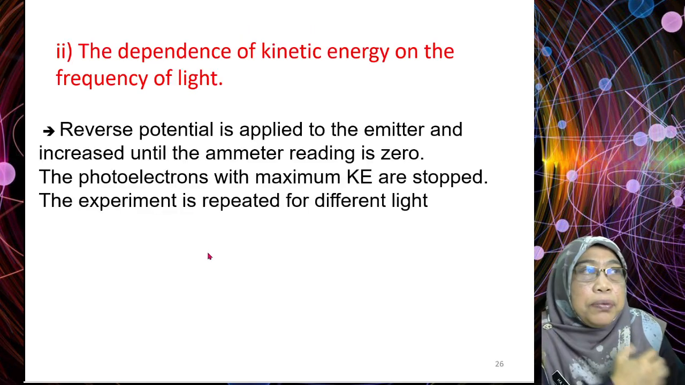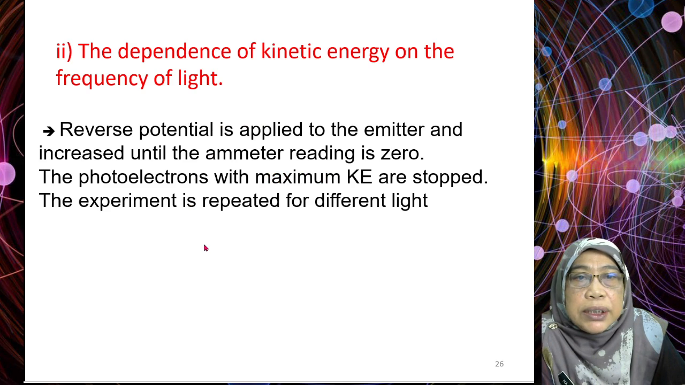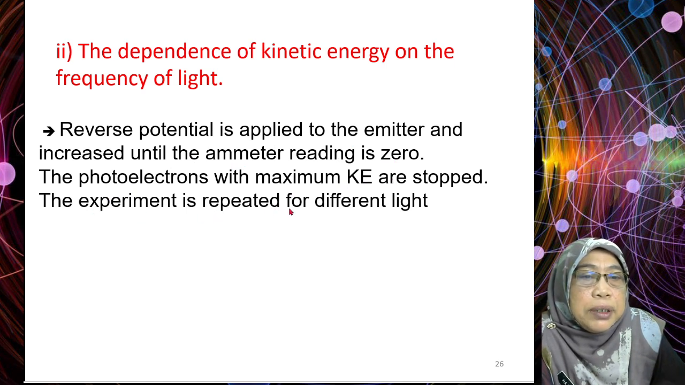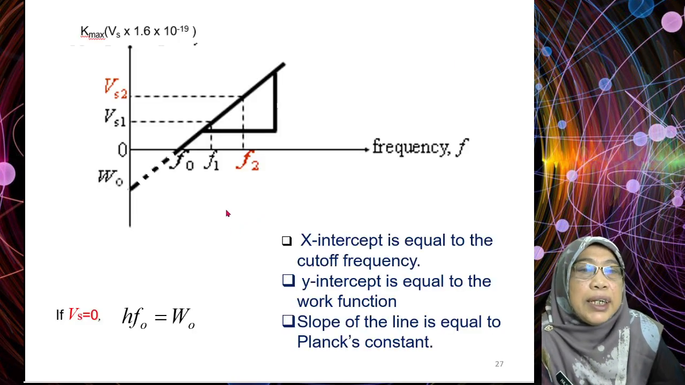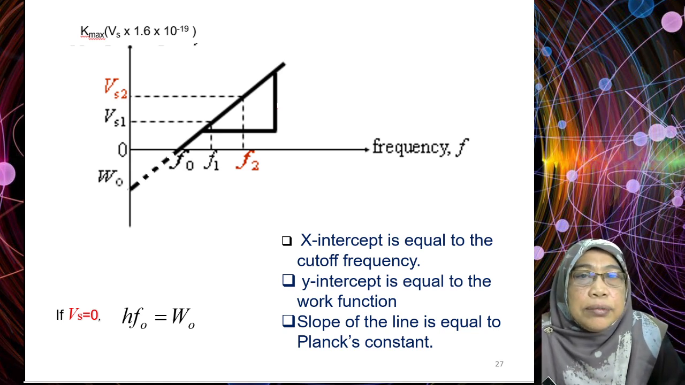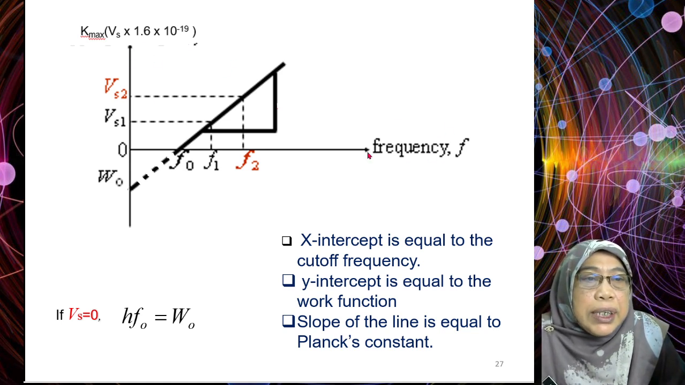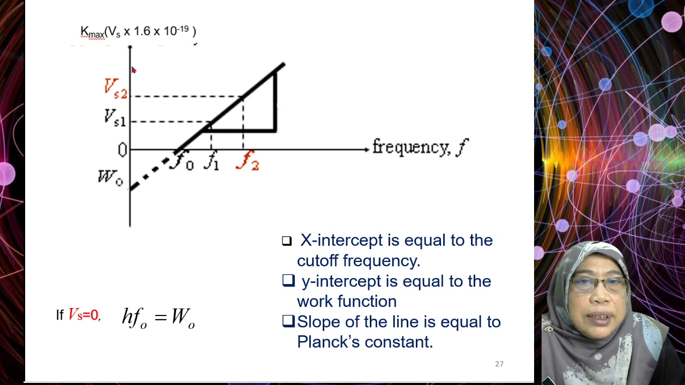Then, the dependence of kinetic energy on the frequency of light. When you reverse the potential, the reverse potential is applied to the emitter, or the metal target, and increased until the emitter reading is 0. The photoelectrons with maximum kinetic energy are stopped. The experiment is repeated with different light. Then we need to sketch the graph of kinetic energy against frequency, with frequency on the x-axis and kinetic energy on the y-axis.